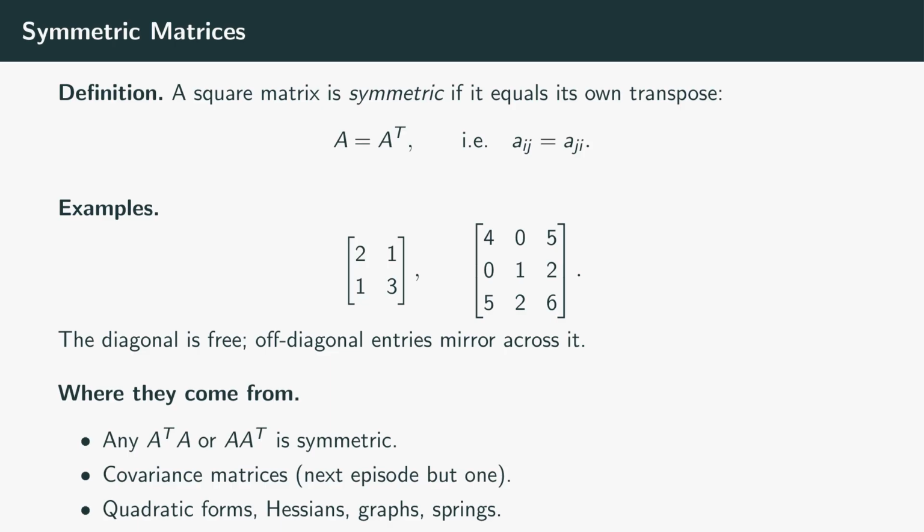Because symmetric matrices are everywhere. For any matrix A at all, the product A transpose times A is symmetric, and so is A times A transpose. That fact alone drives the next two episodes. Covariance matrices in statistics are symmetric. The Hessian of second derivatives is symmetric. Networks of springs, electrical resistances, and graphs all produce symmetric matrices. When a matrix encodes a mutual, two-way relationship, it tends to come out symmetric, and symmetry, as we are about to see, is an enormous gift.